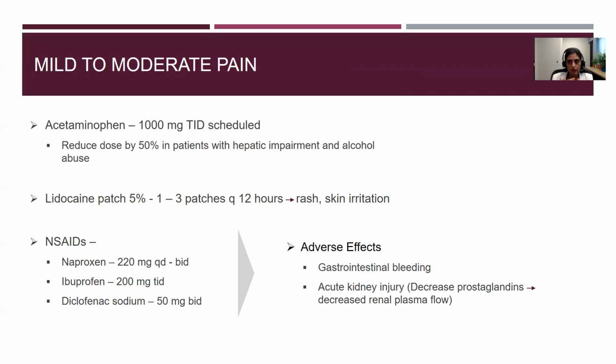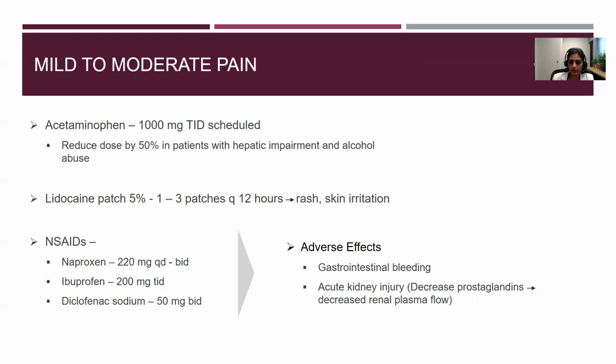NSAIDs come with their own side effects. Most common side effects include GI bleeding because of the decrease in prostaglandins, and also acute kidney injury. With acute kidney injury, the prostaglandins decreasing results in decreased renal plasma flow, resulting in the acute injury. So if someone does need non-steroidal anti-inflammatory drugs, I always recommend, number 1, have a baseline creatinine for them. Number 2, if you need to give it, use a short course and use it only as needed rather than scheduling it for them for months, because you never know when the AKI, or acute kidney injury, can occur for them.